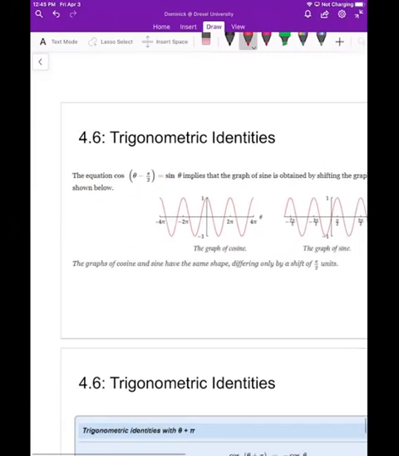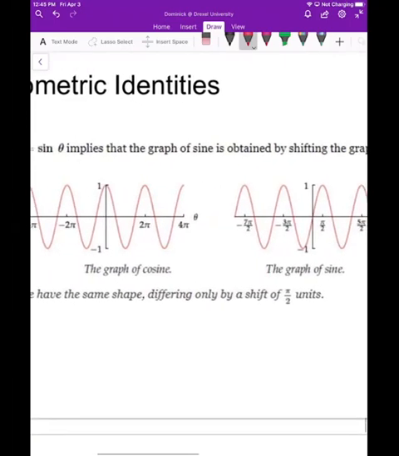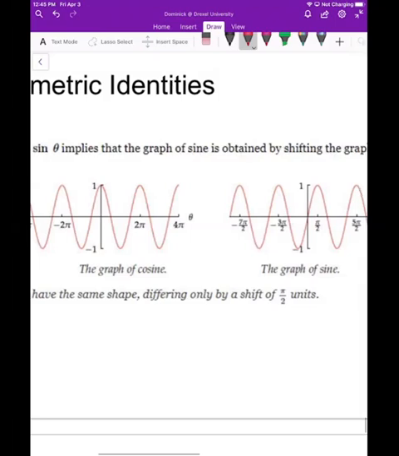Now, if you think about this from a translational sense, if this is true, this means that the graph of cosine is the graph of sine shifted over by pi over 2. And of course, that's what you're seeing in these two graphs, right? Because on the cosine graph, you have the point 1 comma 0.